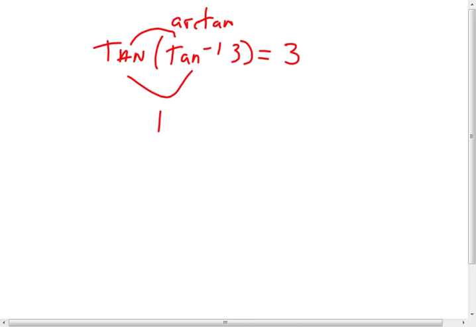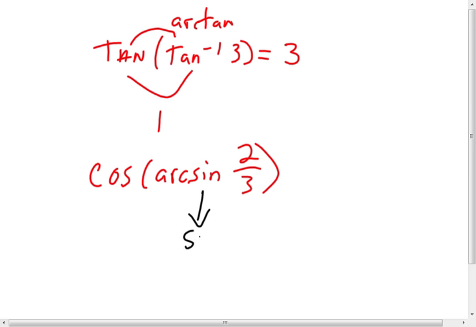Now the problem comes when you have something like this. You have the cosine of the arc sine of 2 over 3. Remember, by definition, arc sine 2 over 3 is the same as what? Sine inverse 2 over 3. So that means we have a right triangle, and just pick an angle, it doesn't matter, so we're going to pick this one. So the sine of this angle is 2 over 3, so this is going to be 2. That's our opposite. Remember, that doesn't touch the angle. And 3 is the hypotenuse.